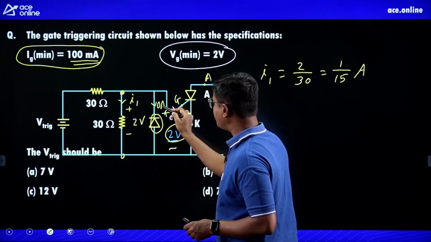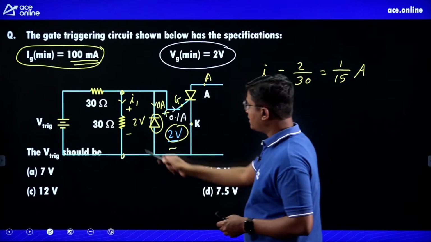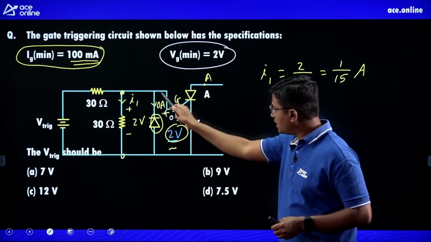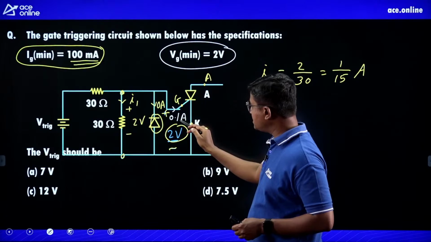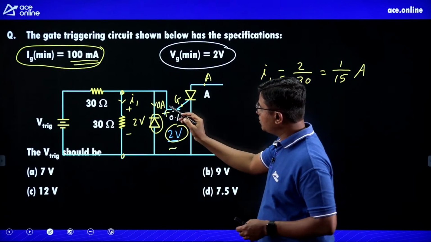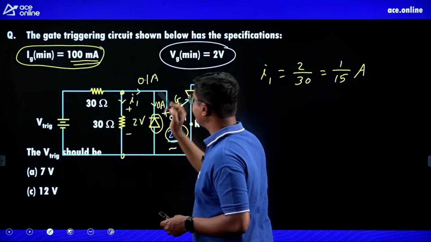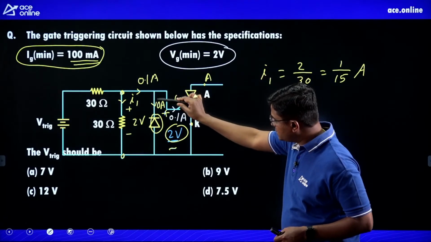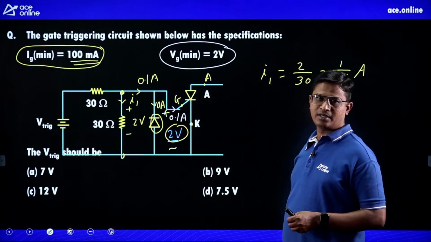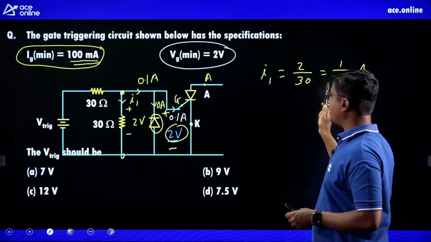So if the diode is in an off state, what is the current? 0. Now here current I1 is 1 by 15. This current is 0. Here the current is 0.1. So can I say that if this current is 0.1, what about the current here? The same current, 0.1 ampere. Because the current here is 0, whatever current is here, the same current will flow here. Right? Now this is 0.1 ampere, and this I1 is 1 by 15.